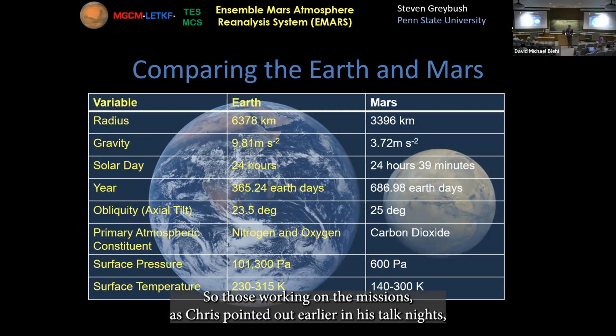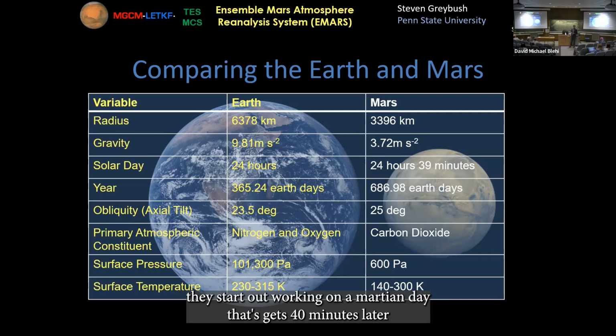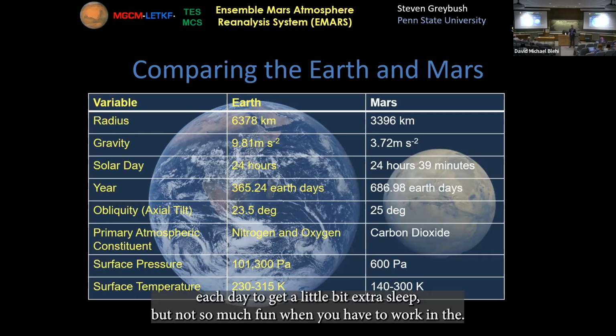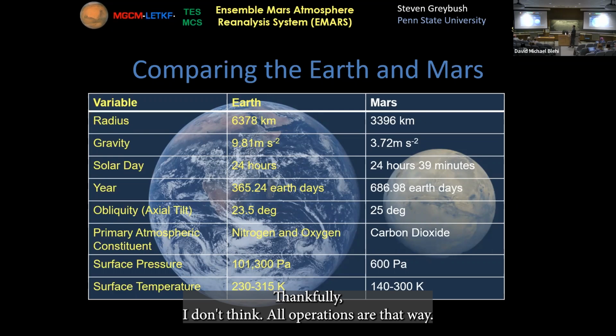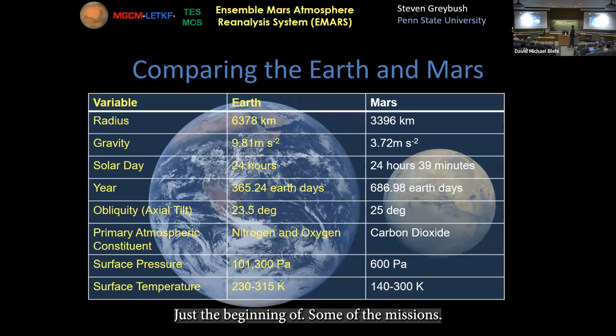So those working on the missions, as Chris pointed out earlier in his talk, start out working on a Martian day that gets 40 minutes later each day. So you get a little bit extra sleep, but not so much fun when you have to work in the middle of the night. Thankfully, I don't think all operations are that way, just at the beginning of some of the missions. And the Martian year is about twice as long as the Earth's.